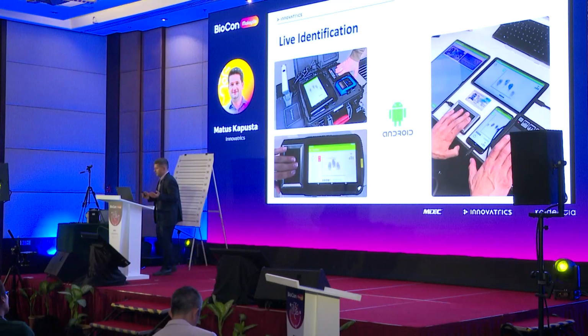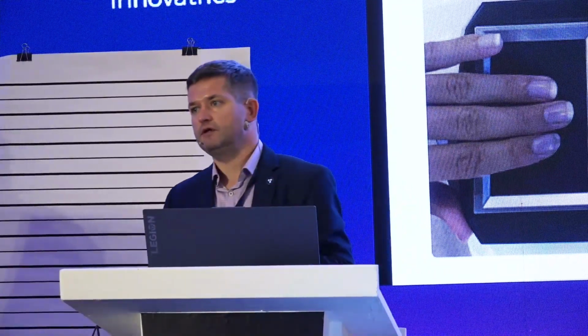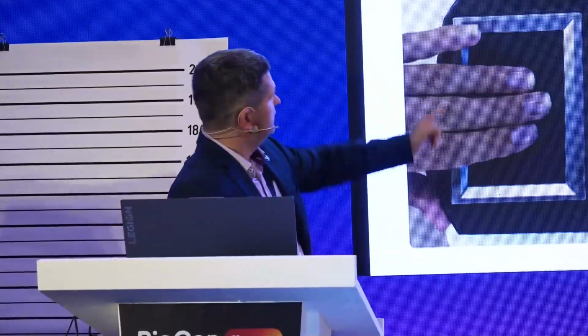Once we have captured records of criminal suspects, or we can even capture civil records in the system, then we can use them for live identification. Here we have some examples of how different it can look. You have a suitcase over there. You can use that also for mobile enrollment or for mobile identification.